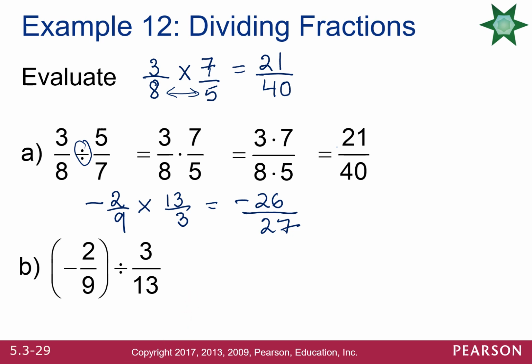Right? So let's go and see how they worked it out. So negative 2 times 13 divided by 9 times 3 is exactly what we did, for an answer of negative 26 over 27. That matches with the answer we got, right?